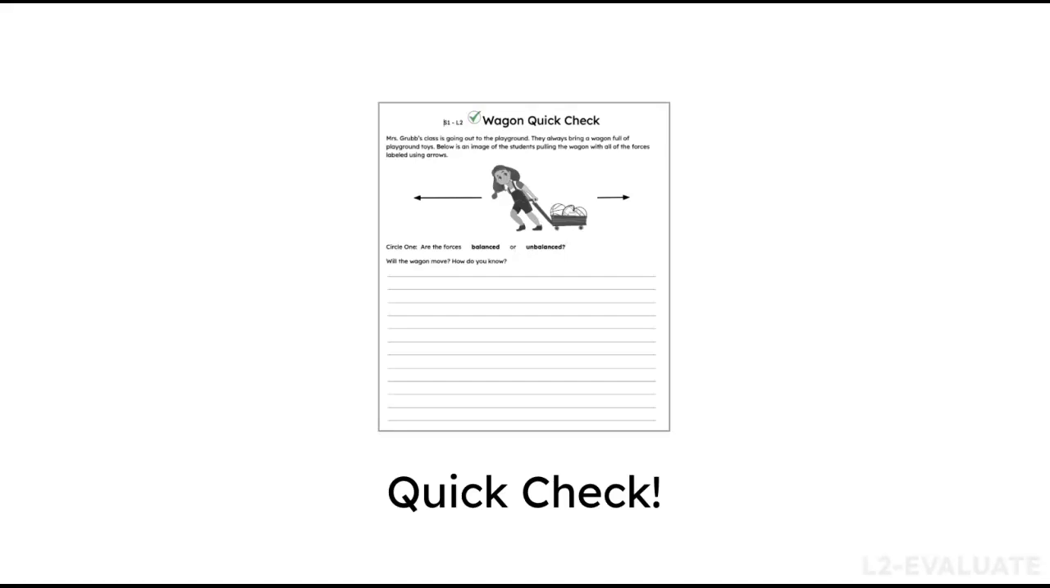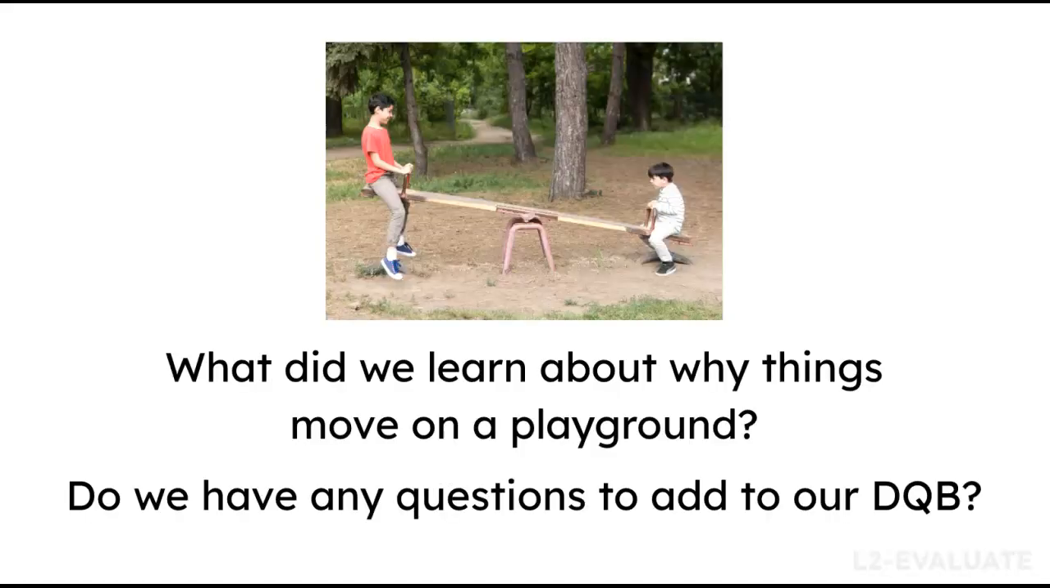For the evaluate portion, you'll have students use the Wagon Quick Check student journal page. To support student sense-making across the unit, you'll orient them back to the driving question board. You'll ask students, what did we learn about why things move on a playground? And do we have any new questions to add to our driving question board?